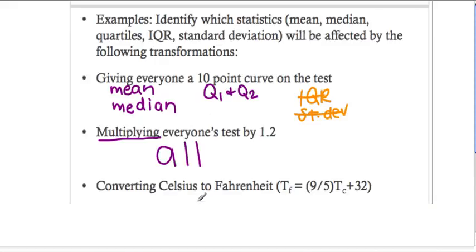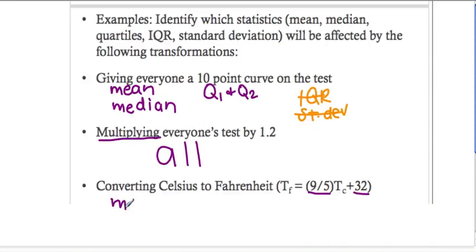Last example, a little bit more difficult. We are converting from Celsius to Fahrenheit, and here's the equation for how to do that. You take the temperature in Celsius, you multiply by 9/5, and you add 32. We are doing both here. We are rescaling with the 9/5, and we are recentering with the plus 32. Since I have this multiplier term, I know that everything's going to be affected because I am multiplying, but not everything's going to be affected equally.